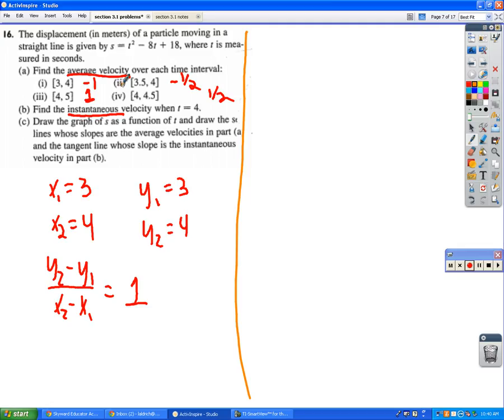But if this is x1 and x2, if you plug 3 into there, you get 9 minus 24 plus 18. So that's 27, take away 24 is 3, okay? And then if we plug in 4, you get 16 minus 32 plus 18, so that's negative 16. Oh, that's supposed to be 2. I did the math wrong. So now if you go y2 minus y1 divided by x2 minus x1, you get negative.